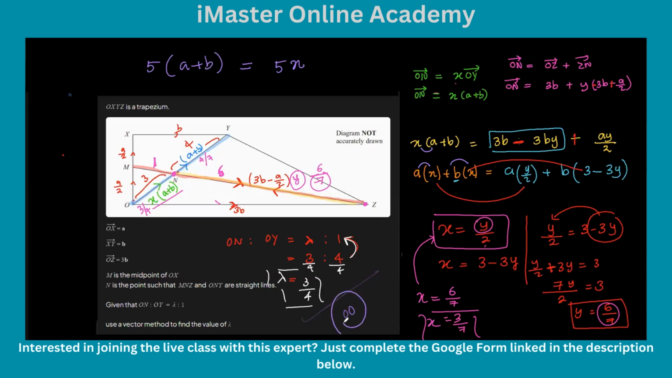Right? Now I'm going to take you to a different question, in which you have to actually use a similar idea. Obviously, it's not going to be exactly the same, but a similar idea.